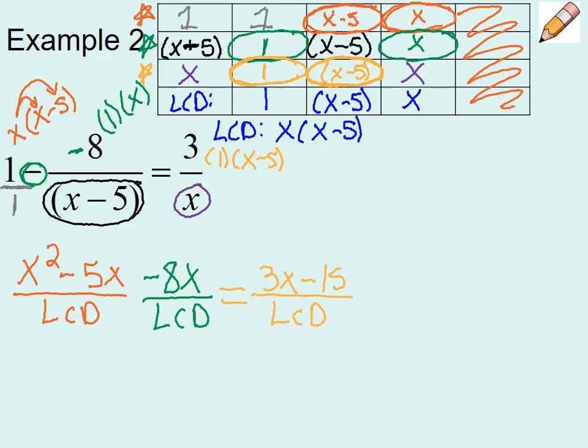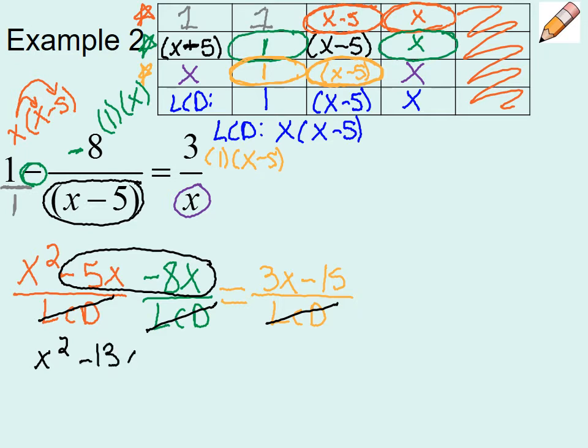Remember, best part about this, you guys, is once we get here, we get to get rid of those LCDs. So I'm going to go for this one, and this one, and this one, and we're just going to worry about what's in our numerator. So if I rewrite this, simplified, because I can combine these, I'm going to get x squared minus 13x equals 3x minus 15. Now I want to set this equal to 0.